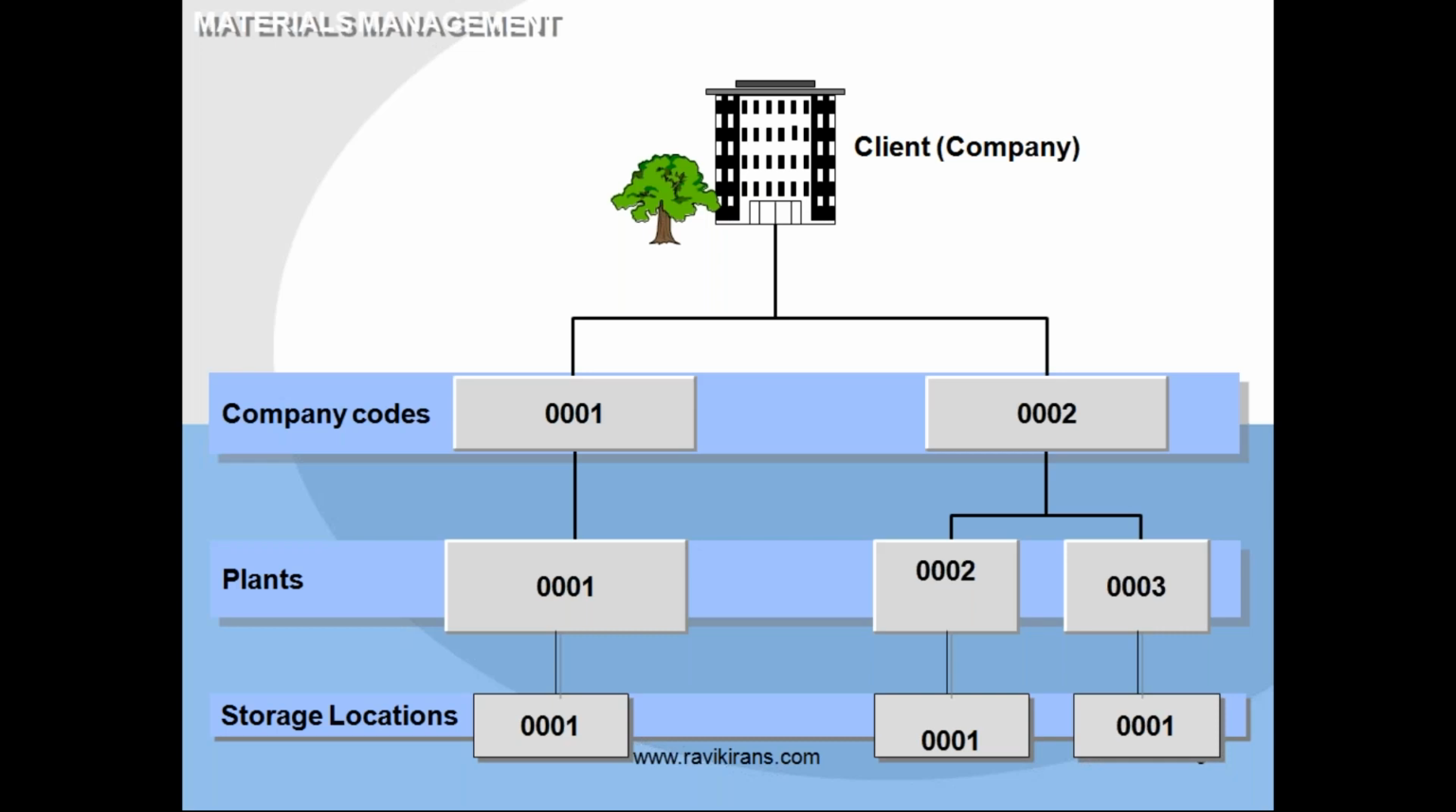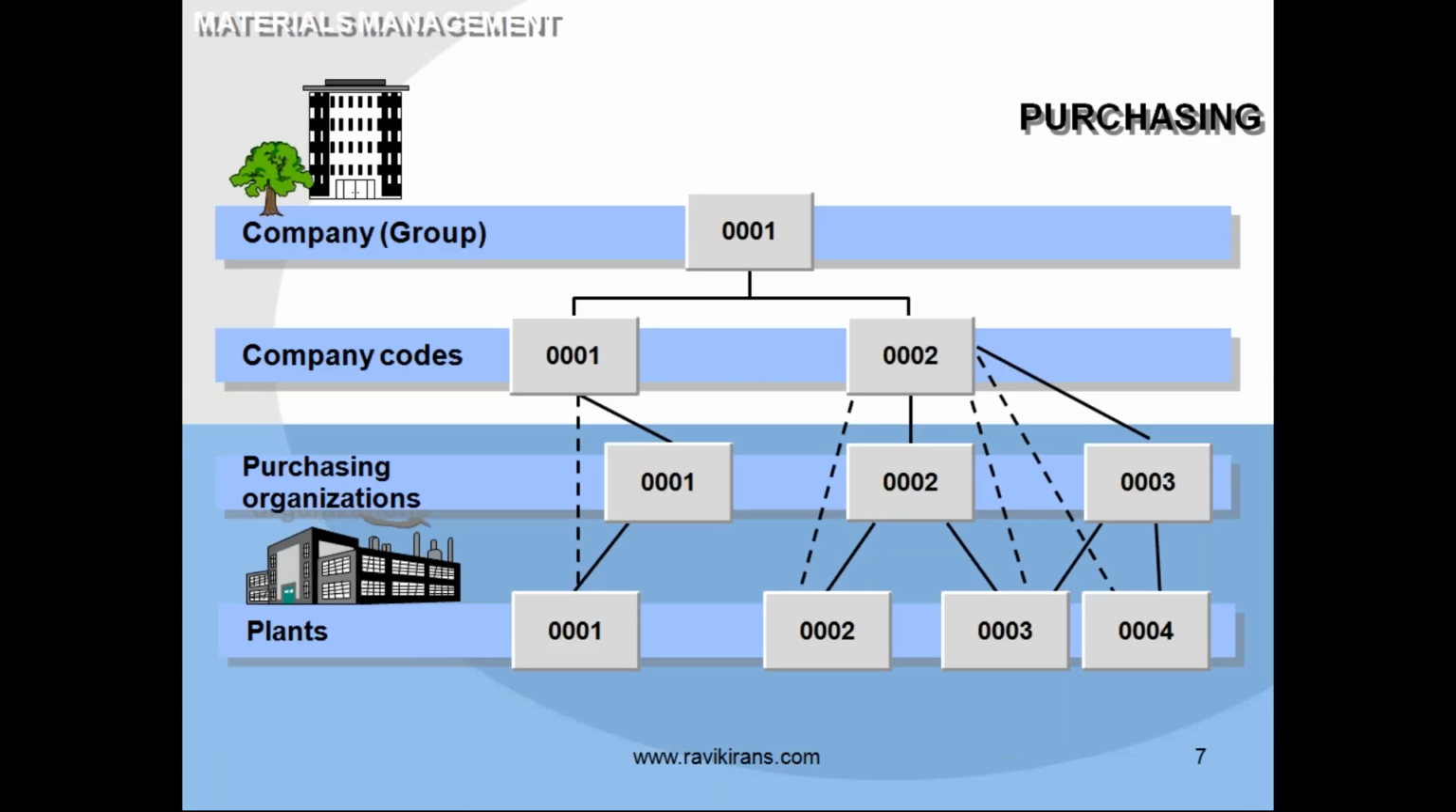Shall I go ahead? Yes, sir. This is the last screen we are going to discuss today. Here we have the group company and the company codes. In between we have the purchase organizations. In the next session I will discuss what a purchase organization is. You can see the dotted lines. That means the purchase organization is assigned both to the company code and also to the plant.